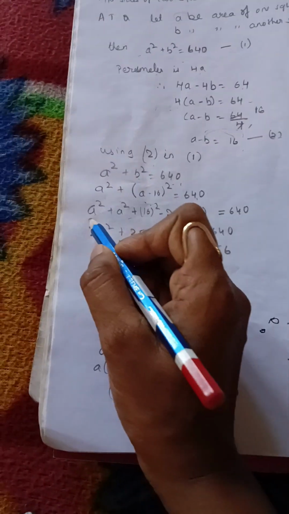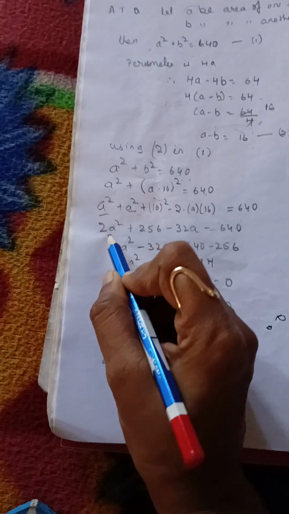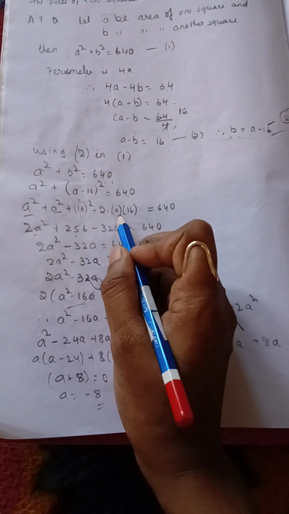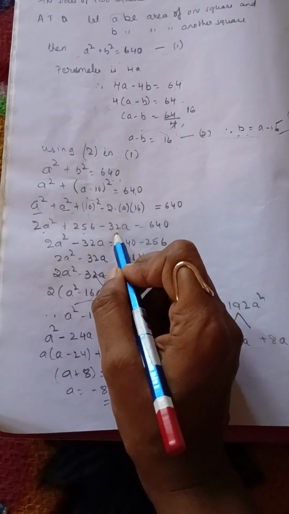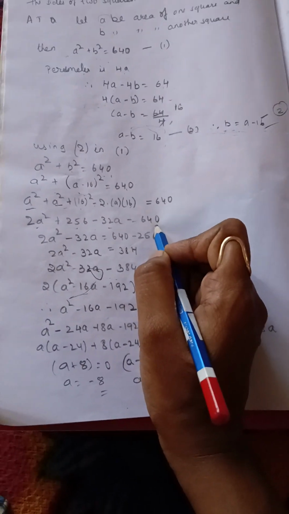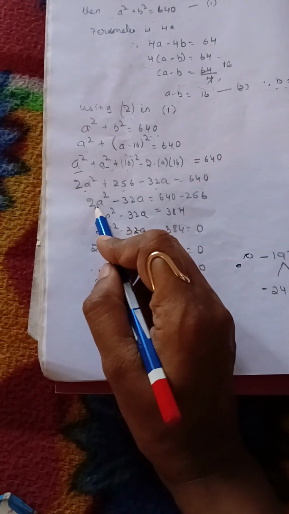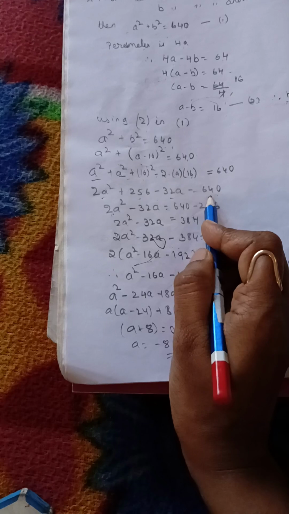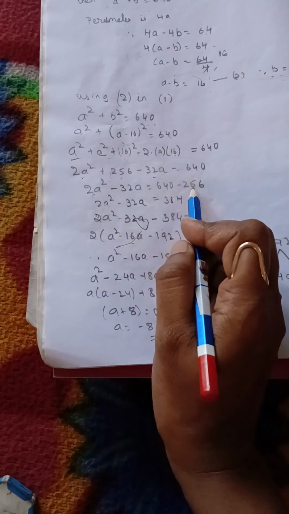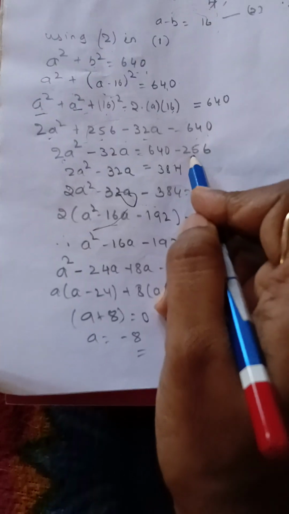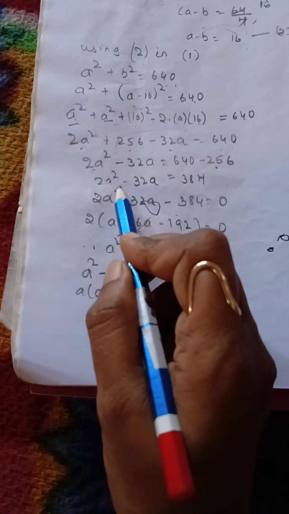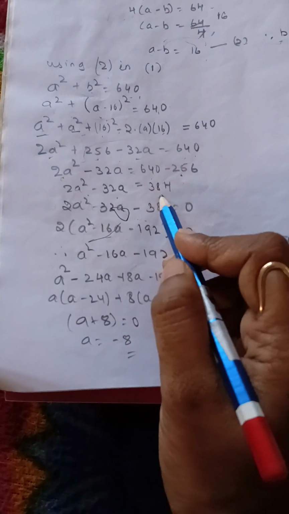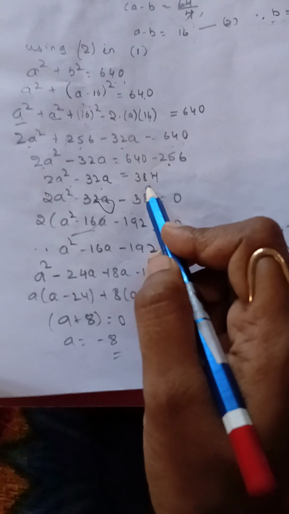Next, what is A square plus A square? I am going to get 2A square. 16 square is 256 minus 2 into A into 16, 16 2s are 32A, is equal to 640. Now I am shifting the terms. 2A square minus 32A is equal to 640, and this 256 will come to the right hand side. It becomes minus 256. Again, 2A square minus 32A is equal to 640 minus 256, which gives me the value 384.